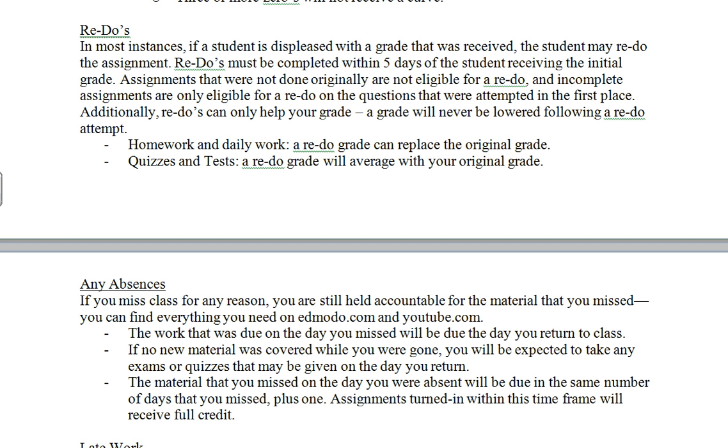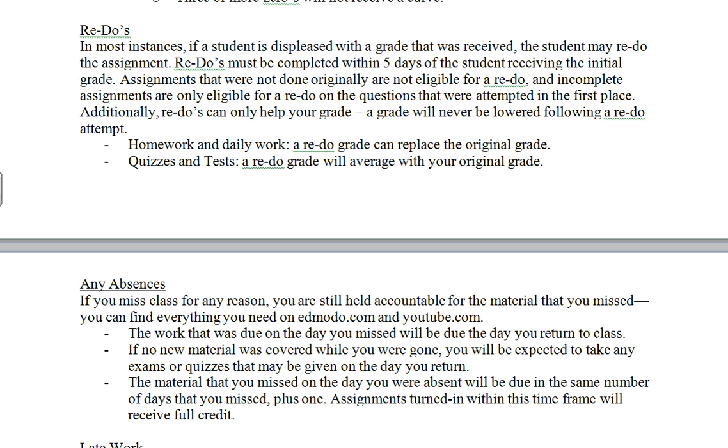Now the work that was due on the day that you missed is due on the day you return to class. So let's say I assigned an assignment yesterday, it is due today, but you are not in class today for whatever reason. The moment you set foot back in class, that material from yesterday is due. You do not get additional time. You had the same amount of time that everybody else did. Actually, you had additional time. It should be ready to go when you walk through the door.